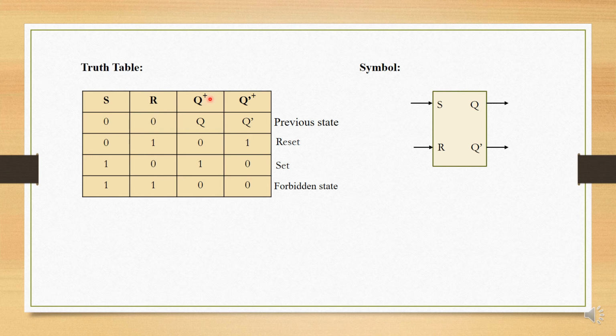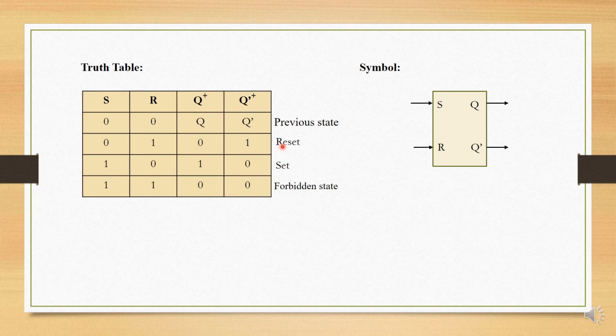So we represent it as Q plus and Q bar plus. Q will be considered to be the previous state. So for four different combinations as we have analyzed, we have represented the same thing in the function table. When both the inputs are disabled, the latch output does not change its state, it remains in its previous state. When reset input is enabled, output will be pulled to 0.